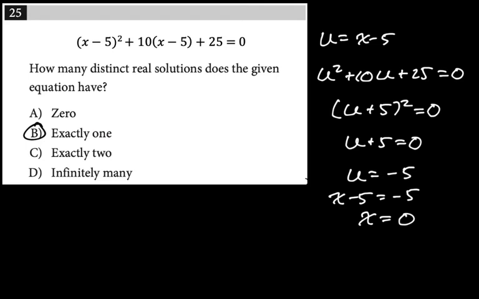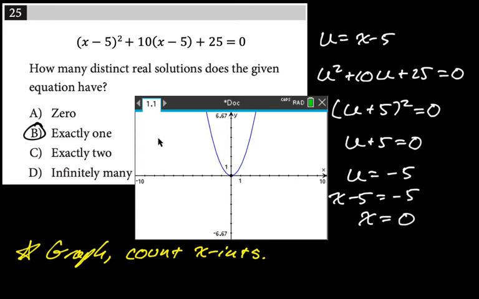However, I don't think that's the best way to do it. I actually think the best way to do it is probably to graph and just count the x-intercepts, right? So if I take the left-hand side of that equation and just graph it, you can visually see there's only one answer here. And I do think that is a superior way of solving this particular problem. All right, let's look at the next one.